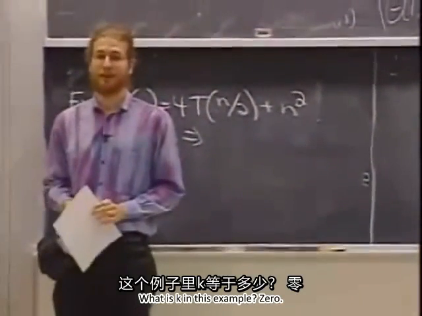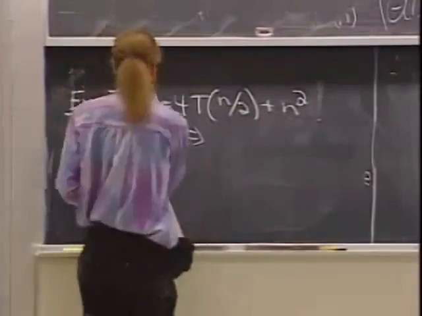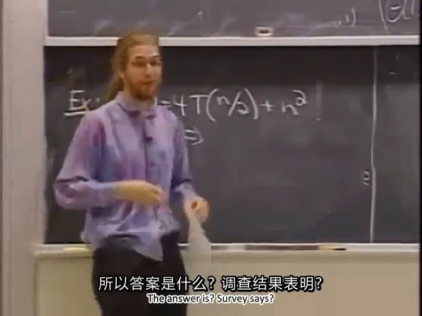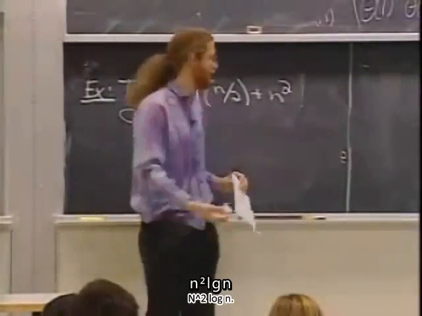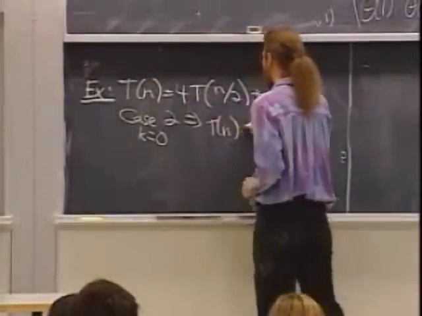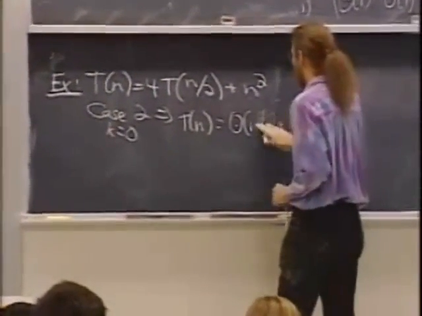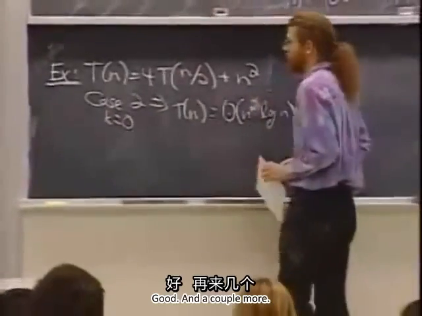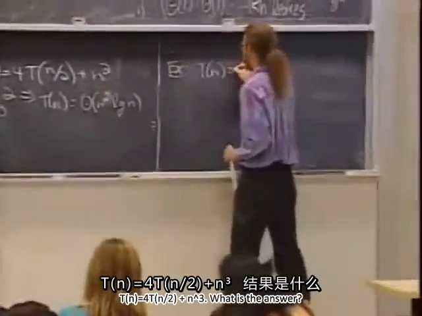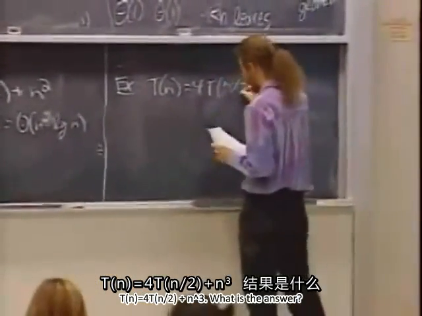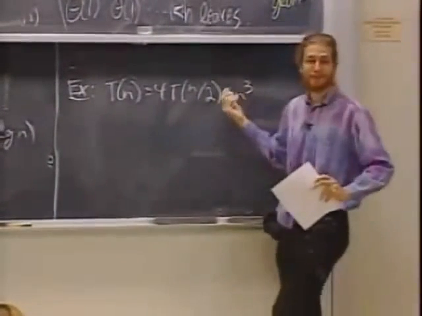What's k in this example? 0. So the answer is, survey says, n squared log n. Good. And a couple more. T of n is 4 times T of n over 2 plus n cubed. What's the answer? n cubed.